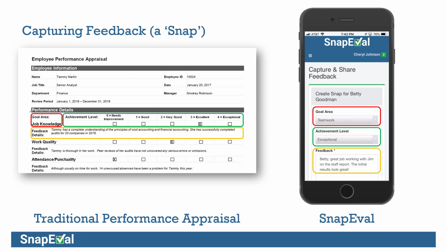Of course, in a traditional performance appraisal, you'd fill out the entire form with all the different goal areas and all the different achievement levels. On the right-hand side is SnapEval. With SnapEval, we've taken the same core ideas of goal areas, achievement levels, and feedback details, but rather than going through all of the goal areas for an individual each time that you're giving them feedback, you're just selecting one goal area, providing some feedback details and an achievement level so that you can instantly share that feedback with the employee.